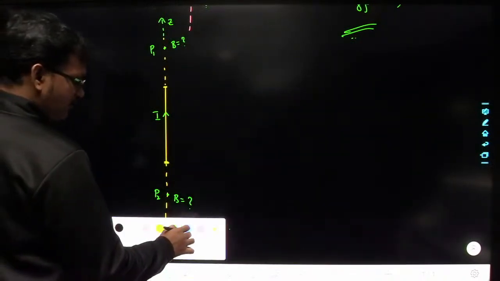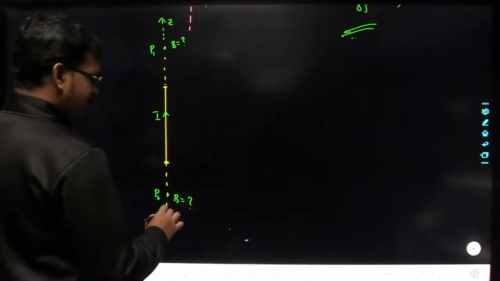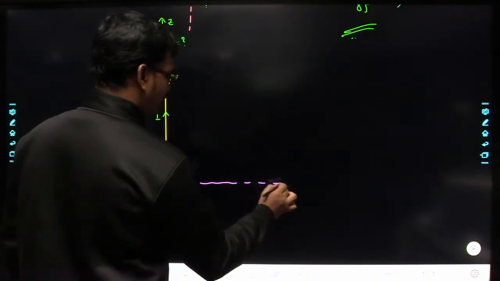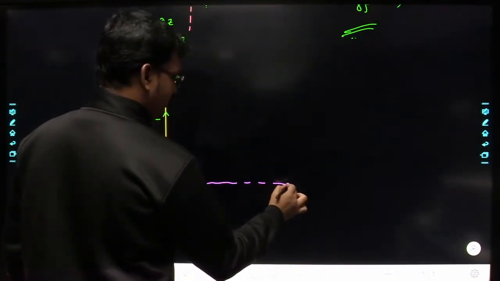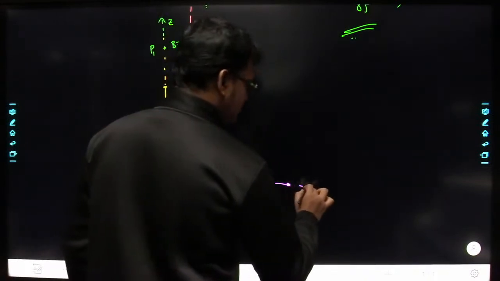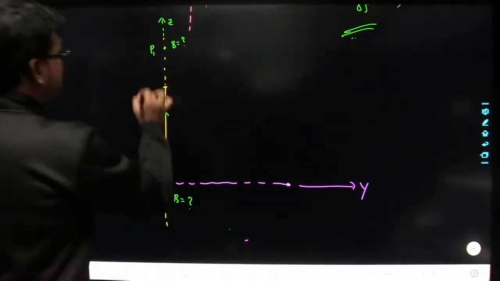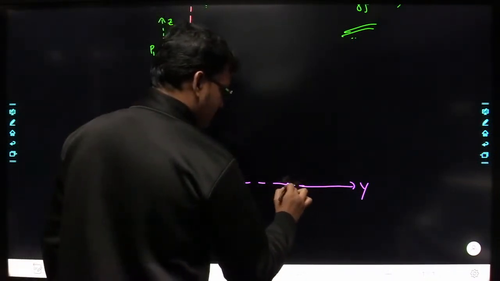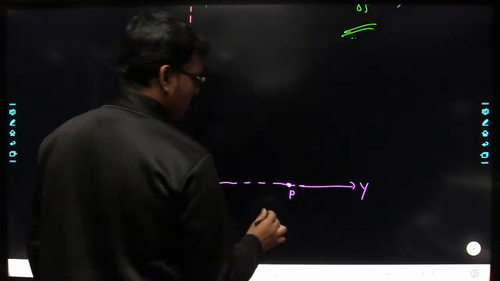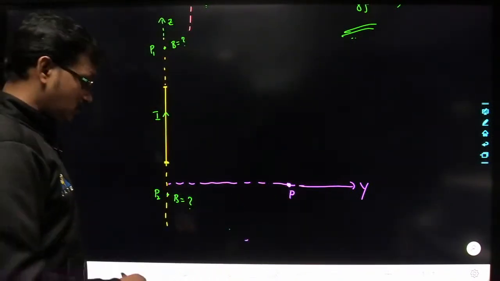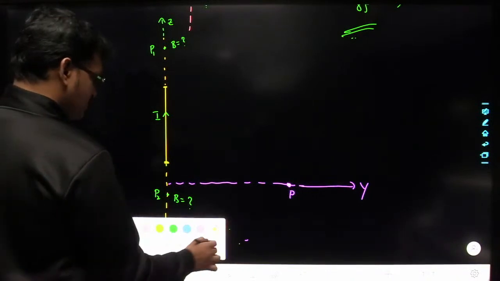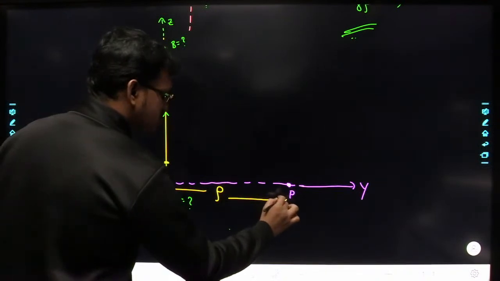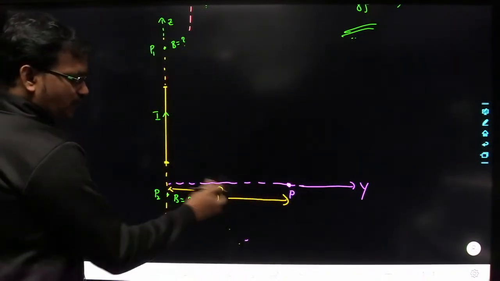See, I have told already, we have already derived the B field at some point P. Let us say we have considered this as Y axis and this as Z axis, and X axis is coming out of the board. At some point P, we have determined the B field already. We have done all these derivations here, right? The normal distance from the line to that point is rho.